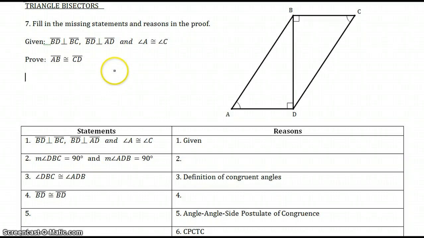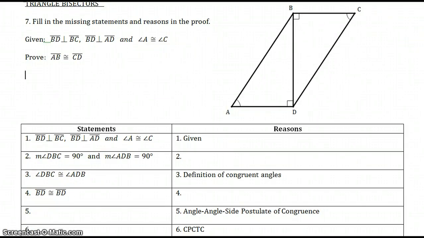And now we have one more proof to look at, and we need to fill in the missing statements and reasons. We're given that segment BD is perpendicular to segment BC, and that BD is perpendicular to AD. We're also given that angle A is congruent to angle C. So let's look at the proof. First, they give us the given statements and say it's because they're given.